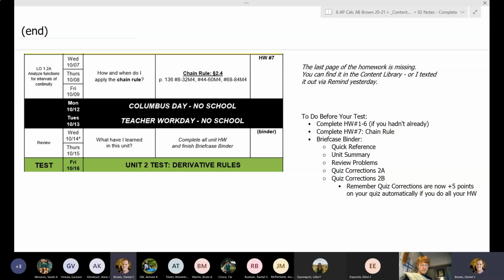So the chain rule homework, again, you're doing multiples of 4 for all of those sections, so it doesn't end up being as much as it looks. Some of them do algebra just because the chain rule just by nature sometimes has a lot of algebra in it.